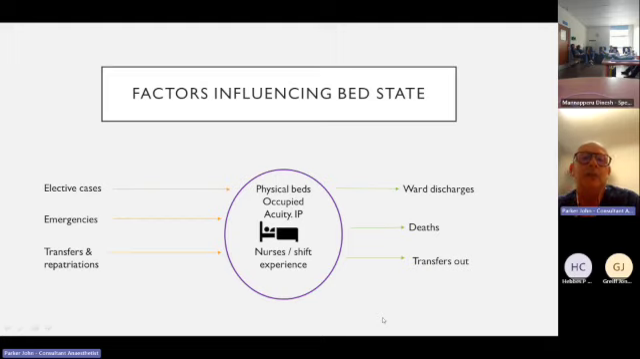Okay. 0%. 5%. 10%. 10% risk of not having an emergency bed. 15%. 20%.